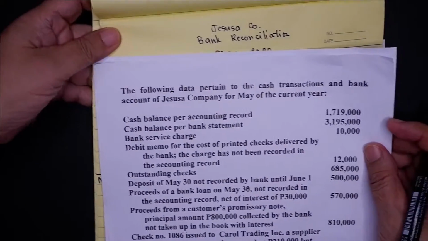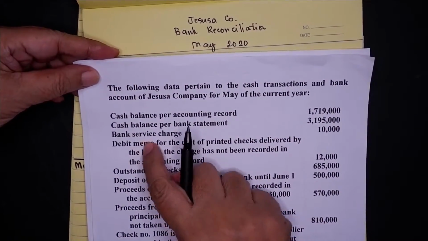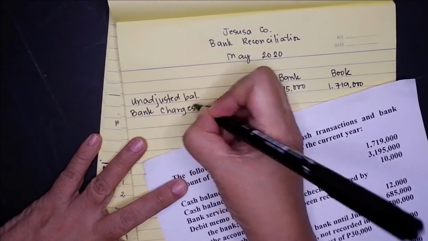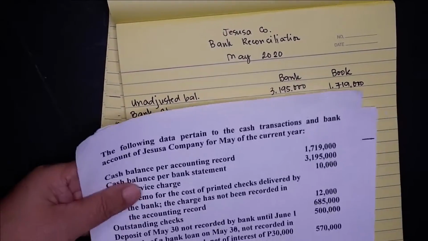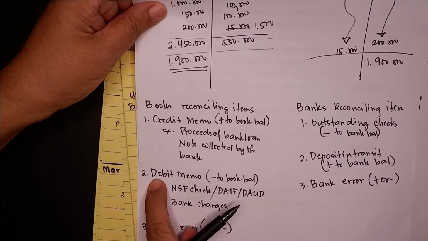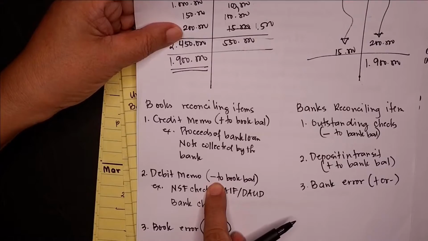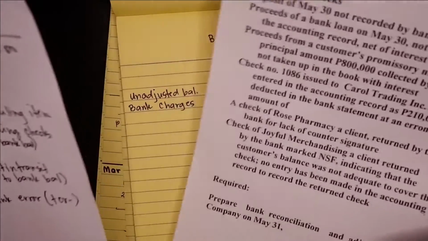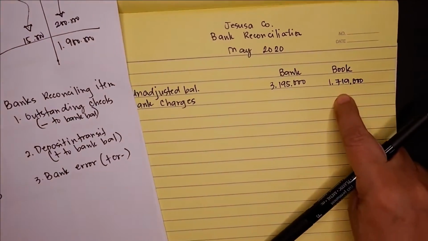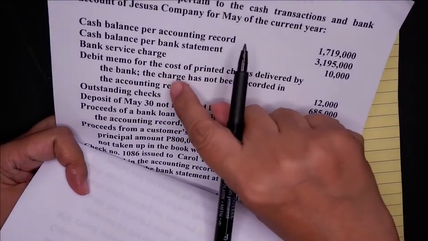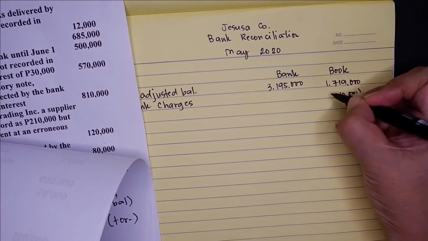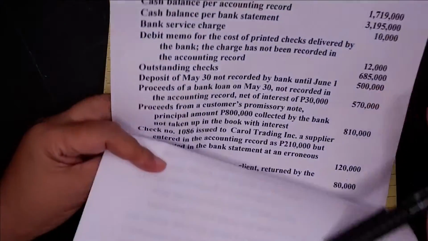Okay. Bank service charge, 10,000. So we have bank charges. Whose reconciling item is bank charges? That is a debit memo, minus to book balance. So bank charges minus to book balance, and that is 10,000 minus.